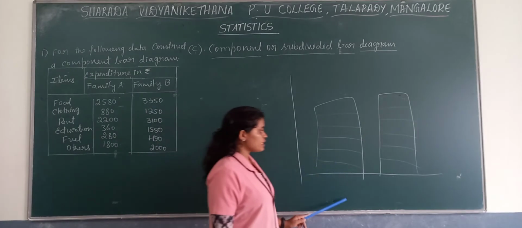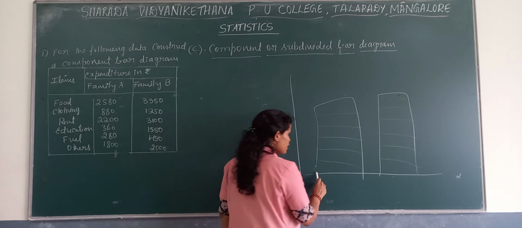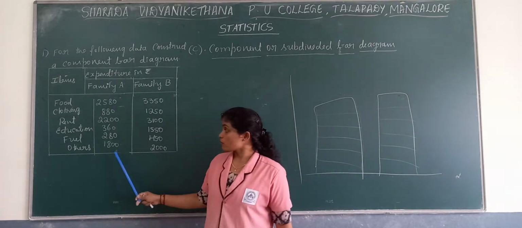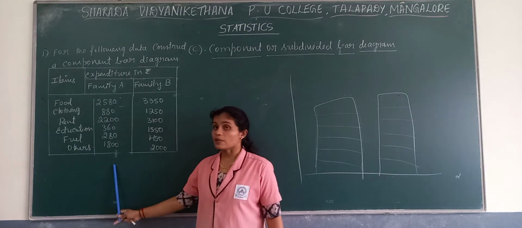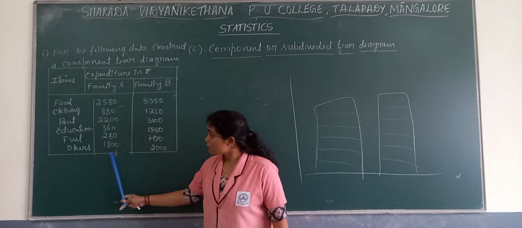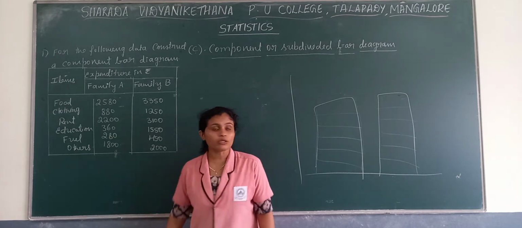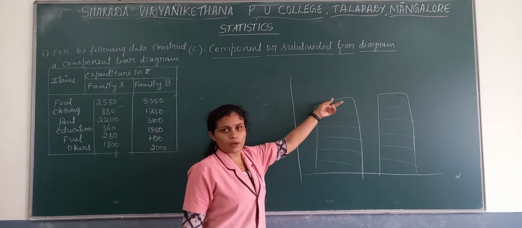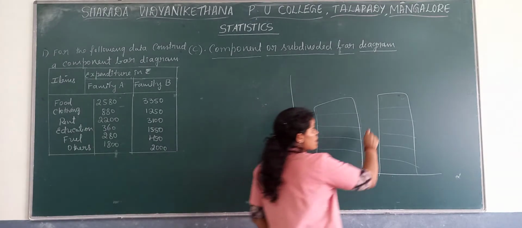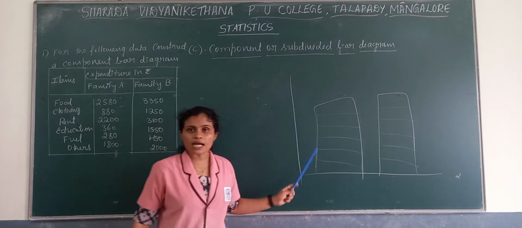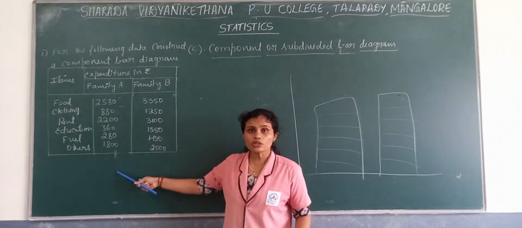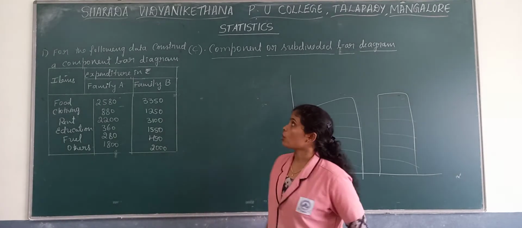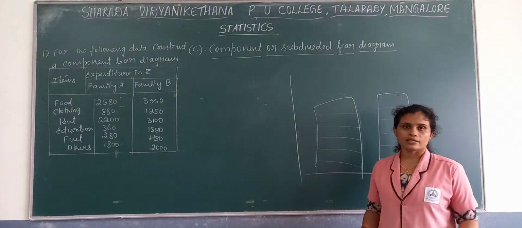Initially we draw the bars to the total of the variable. The values they have given, we have to total them. Based on the value we get, we draw the length of the bars. Then after drawing the bars according to the total, we subdivide the bars. That's what we call a subdivided bar diagram.